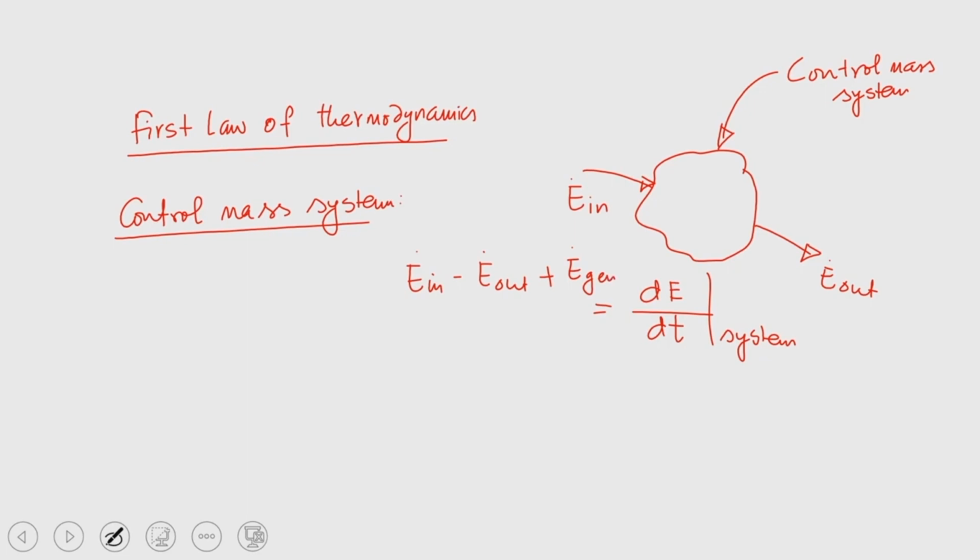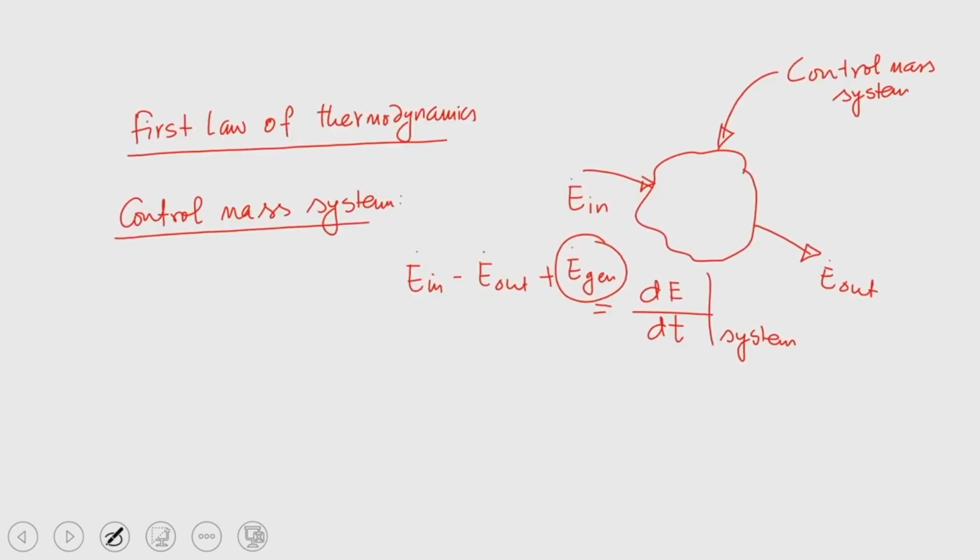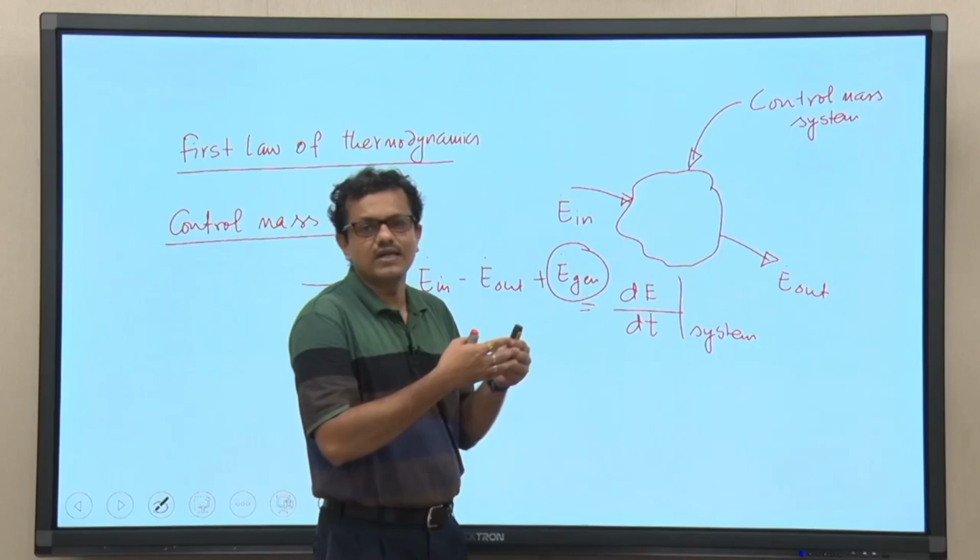There might be some ways by which energy may generate within the system, and that is why we have taken this particular term. Now, the question is, till now we have talked about the energy change. So, if we try to write this equation for a particular process, say we are applying this equation for a process in which there is no energy generation.